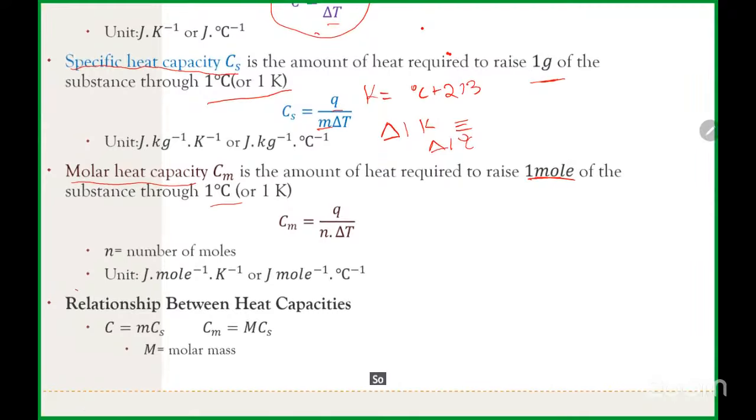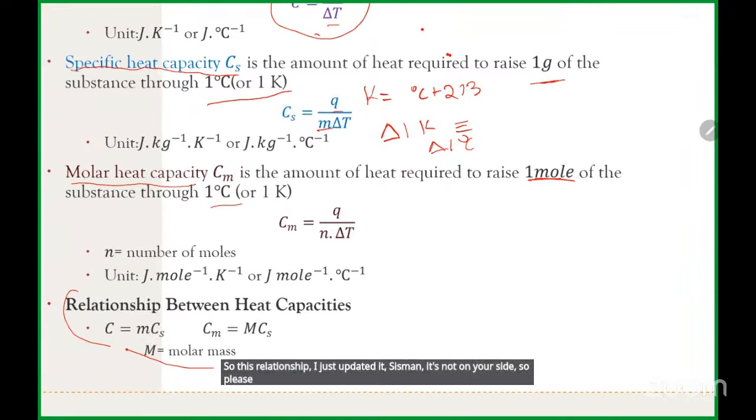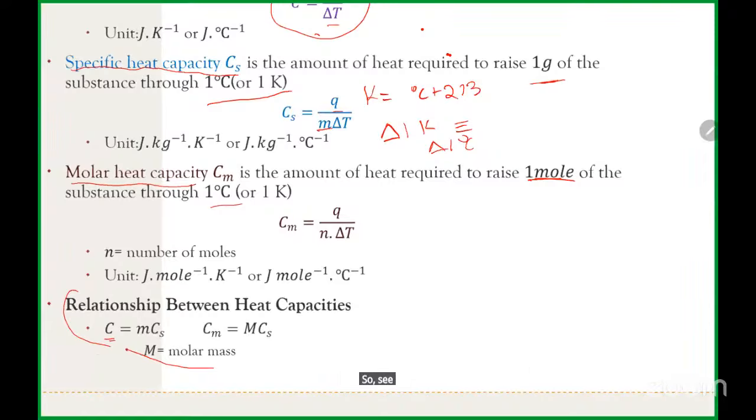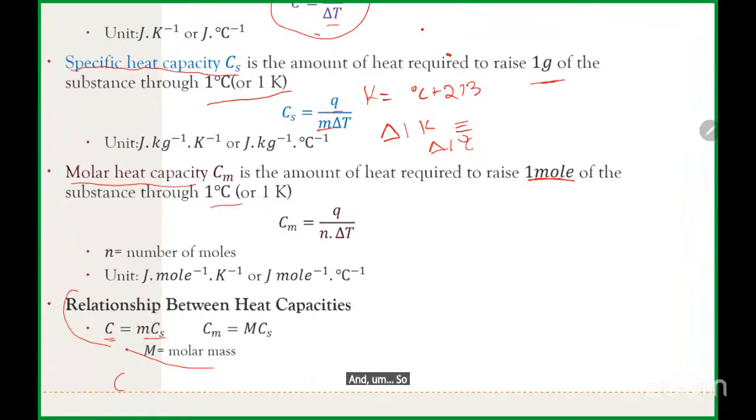So this relationship, I just updated it this morning. It's not on your side, so please note that. So C, we have defined that as the heat capacity here. That's mass times the specific heat capacity, and so it will be equal to the number of moles n times the molar heat capacity.